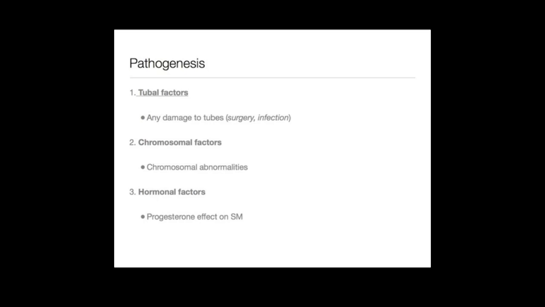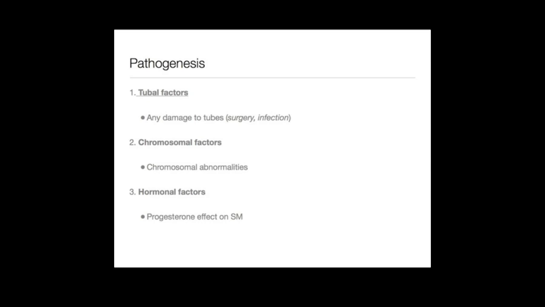When we're considering the pathogenesis of ectopic pregnancy, there are a couple of important things to be aware of. The most important of these are the tubal factors. This essentially means that any damage to the fallopian tubes, say secondary to surgery or infection, increases the risk of ectopic pregnancy. And in fact, ectopic pregnancy has been shown to be 10 times more common in women with a history of pelvic infection, such as chlamydial infection.